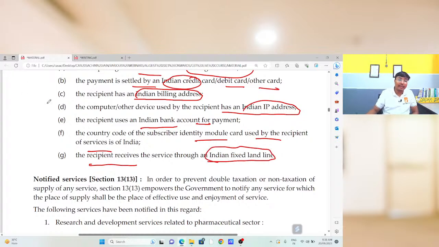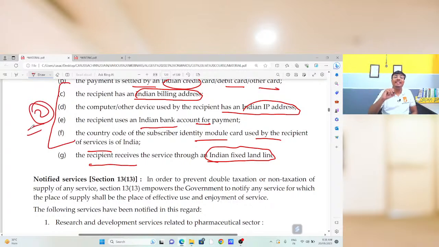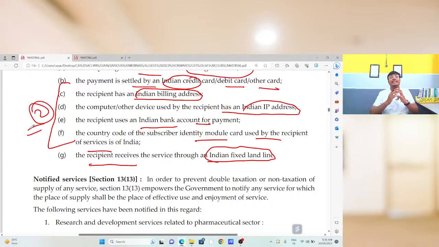These seven conditions are there, and if someone satisfies any two conditions from these seven conditions, in that case we can say that the place of supply is in India, that is, the recipient is in India, and accordingly we need to decide the place of supply. So in case of OIDAR services, first we need to decide the place of the recipient, and there are seven conditions for that. If the particular recipient satisfies any two of these seven conditions, we can say the recipient is in India.